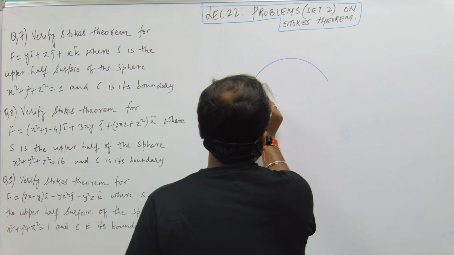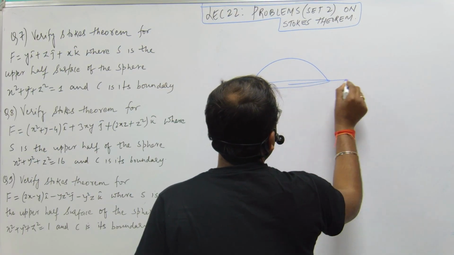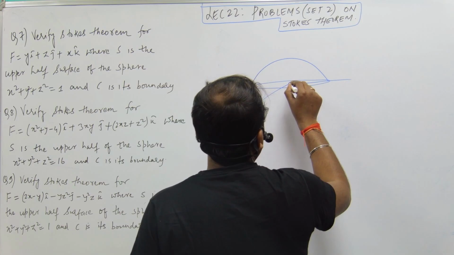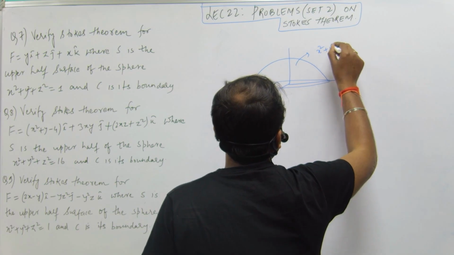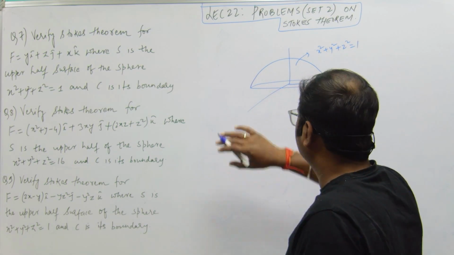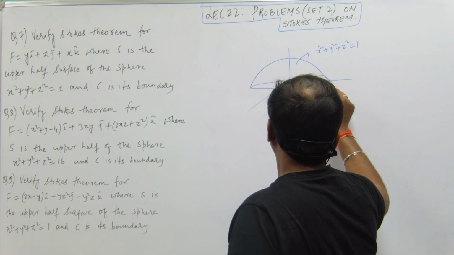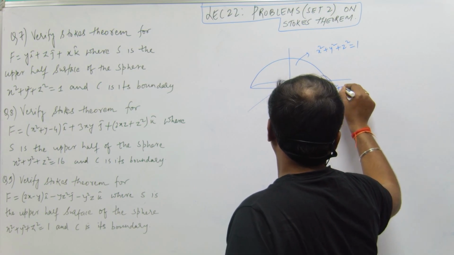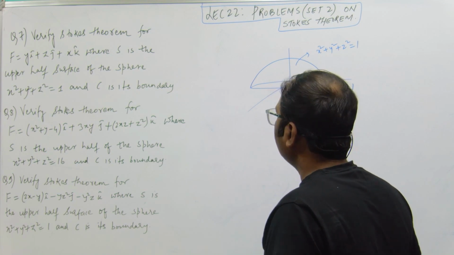So we have the sphere like this, and this is open from the bottom. This is our xy plane, and this is x square plus y square plus z square equal to 1. Along the xy plane, z will be 0, so this is obviously a circle, x square plus y square equal to 1. Let us solve this.